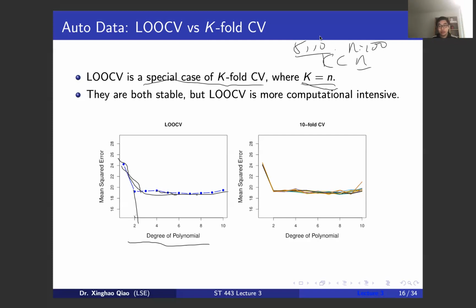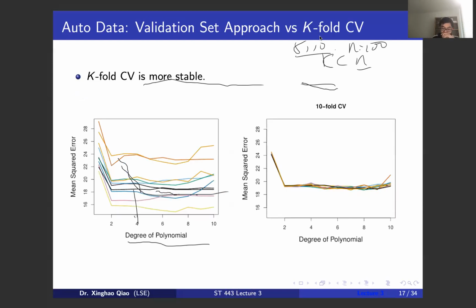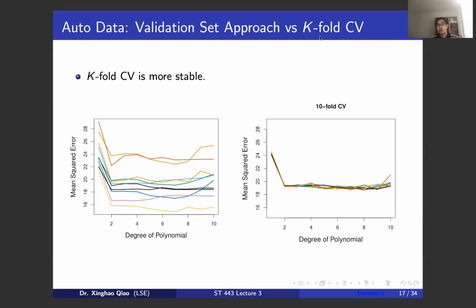This is a very nice signal because we do not want the curves to be very different across different repetitions, unlike the validation set approach. Let's look at the result for the validation set approach. On the left is the result for the validation set approach. You can see that different colors correspond to different repetitions.